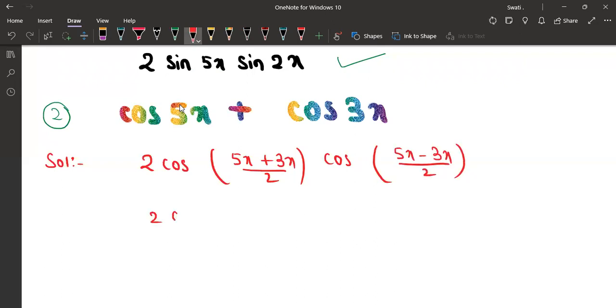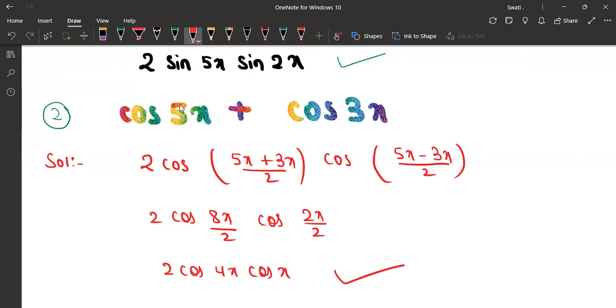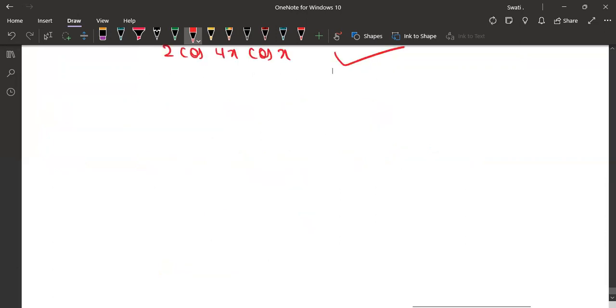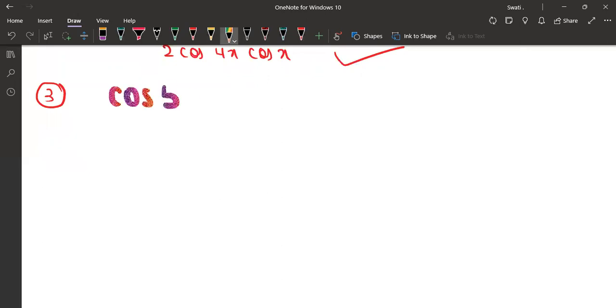Now this will become 2 cos (5x plus 3x), that is 8x by 2, and cos (5x minus 3x), that is 2x by 2, right? This will become 2 cos 4x, since 8 divided by 2 is 4, and cos x, since 2 divided by 2 is 1, and that's the answer. It's as simple as that. Now we will go to the next question, question number 3, and we have to simplify cos 5x minus cos 7x.